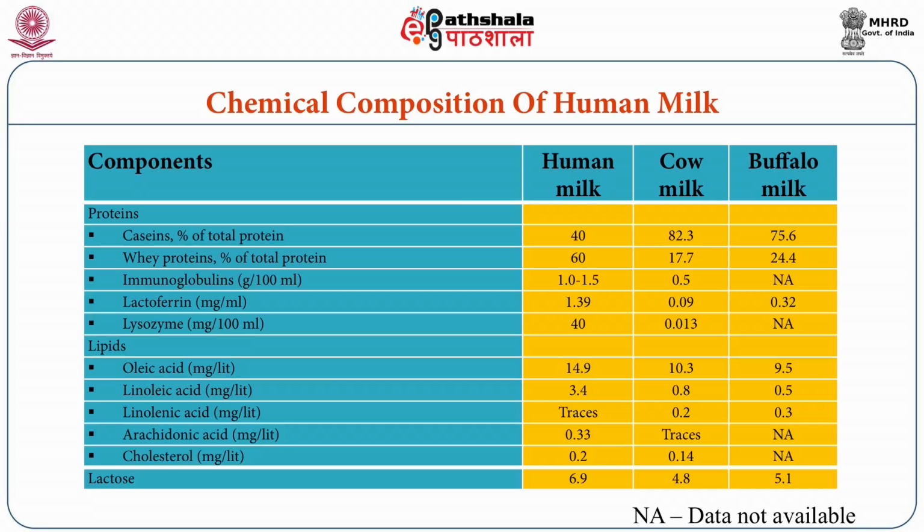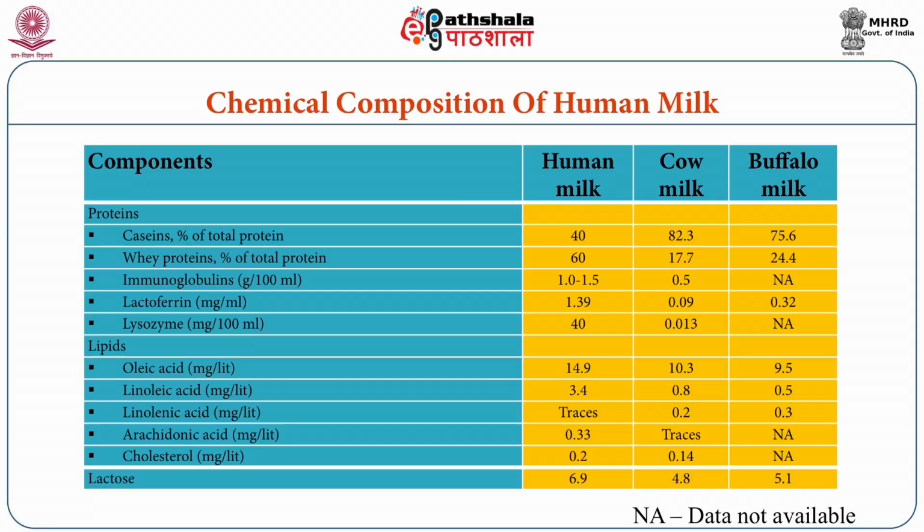Let us start with protein content. Protein content is divided into 2 major groups, that is casein and whey protein. In case of human milk, casein to whey protein ratio is 40:60, whereas in case of cow milk and buffalo milk, we can say the average casein to whey protein ratio is 80:20.